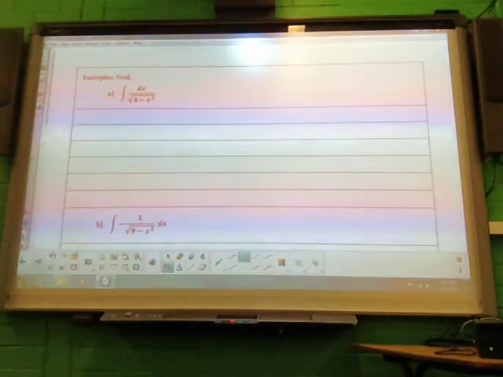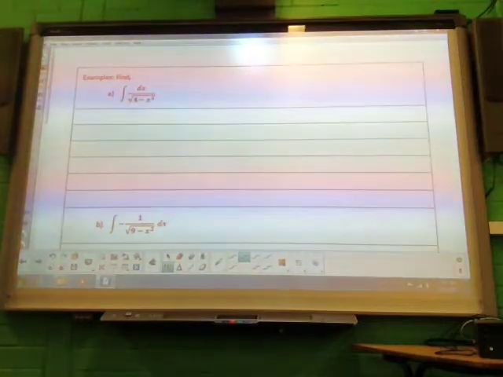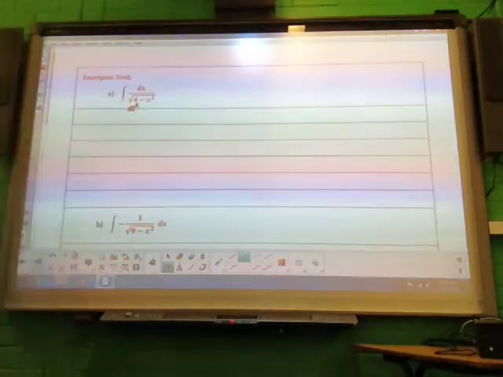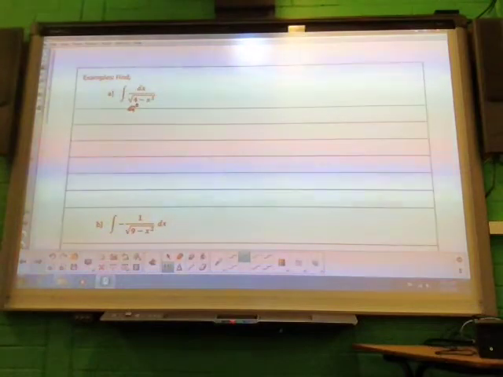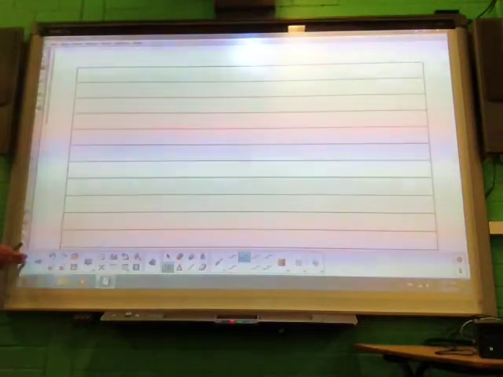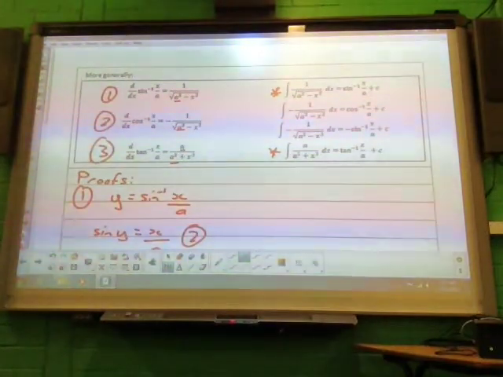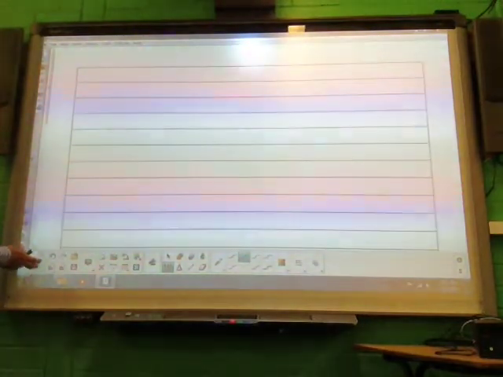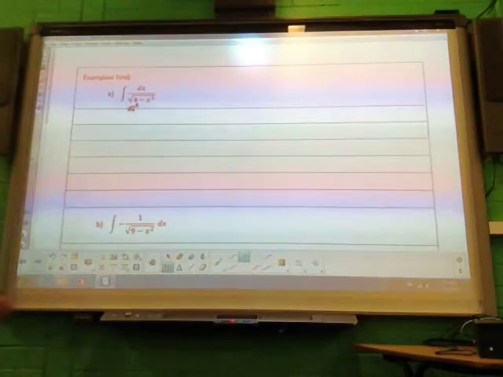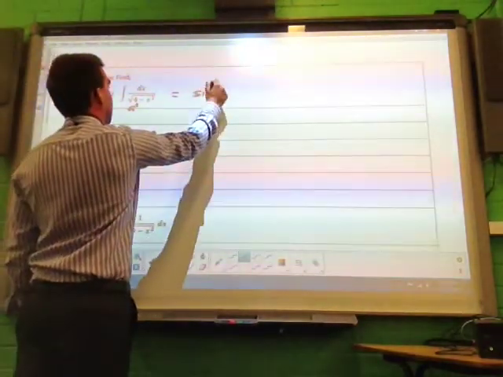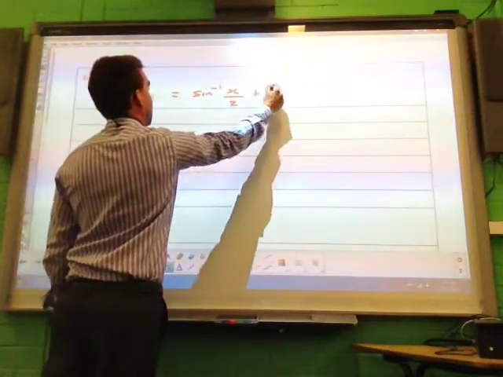Right, so let's do some examples. The integral of dx over 4 take away x squared. This is really a squared take away x squared. It matches one of the rules that we had on the previous page: dx over the square root of a squared take away x squared is going to be sine inverse of x over a plus your constant of integration. So what's the value of a? 2. So this is going to be sine inverse of x over 2 plus c.